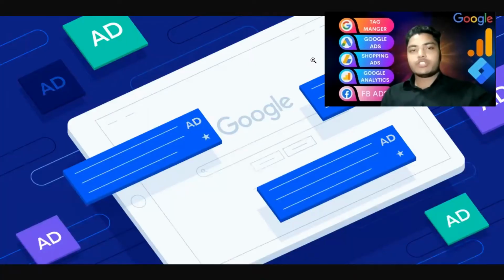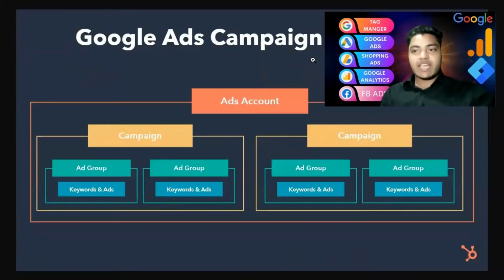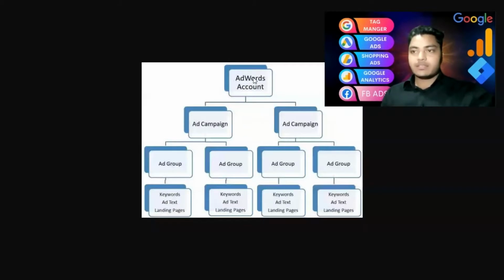For Google Ads, we need to know something about the Google Ads campaign structure. So this is our campaign structure: this is our ad account, then campaign, then ad group, then keyword and ad. I'm going to show another campaign structure, something like this. This is our ad account, then ad campaign, then ad group. Every campaign has ad groups, and we can create a lot of ad groups in one campaign. Then every ad group has keywords, ad text and a landing page.